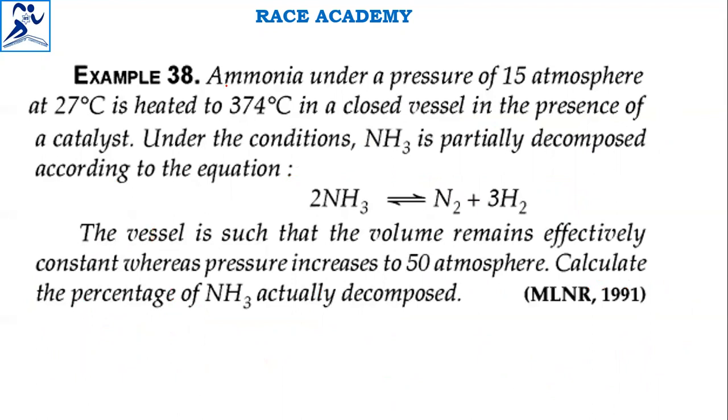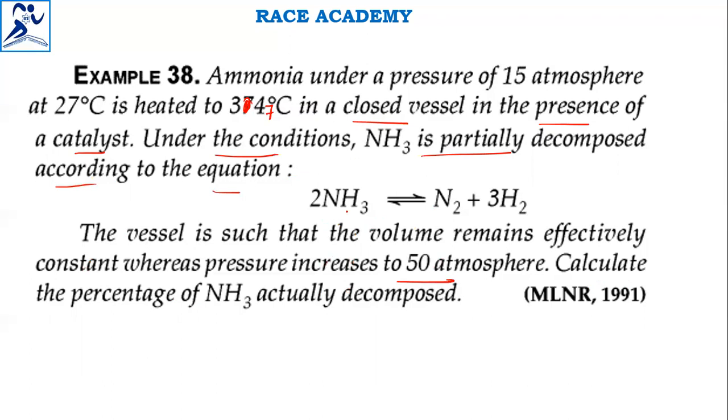Ammonia under a pressure of 15 atmospheres at 27 degrees Celsius is heated to 347 degrees Celsius, a small correction, that is 347 only, in a closed vessel in the presence of a catalyst. Under these conditions, NH3 is partially decomposed according to the equation 2 NH3 gives N2 plus 3H2, and the vessel is such that volume remains effectively constant, whereas the pressure increases to 50 atmospheres. Then calculate the percentage of NH3 actually decomposed.